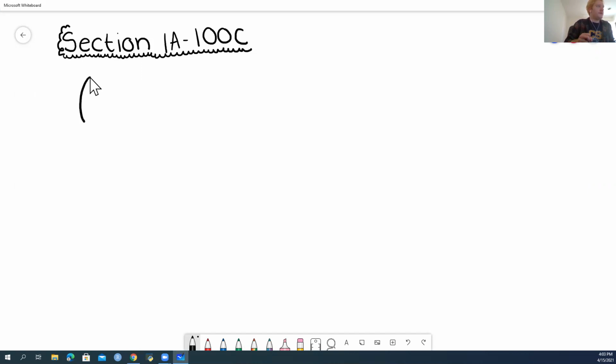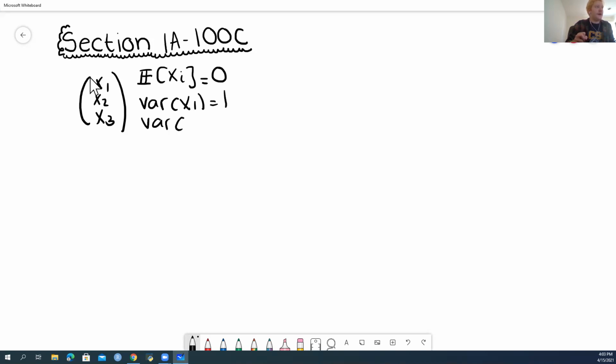It's kind of similar to what we did before. We have x1, x2, x3. And he specified that, so I'll keep with the fact that the expected value of xi is equal to 0. And then I'm going to change this a little bit. I'm going to say the variance of x1 is equal to 1, the variance of x2 is equal to 2, and the variance of x3 is equal to 3.